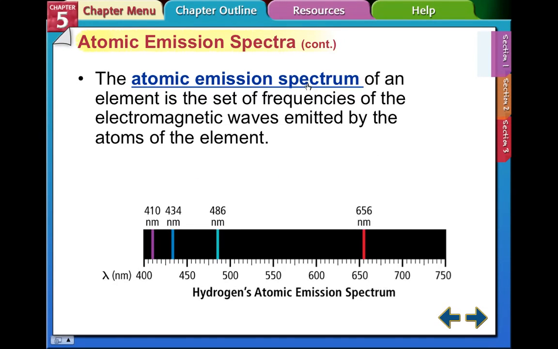Okay, the atomic emission spectrum of an element is the set of frequencies of the electromagnetic waves emitted by the atoms of that particular element. So this particularly is the atomic emission spectrum specifically for hydrogen. Now if we had helium up here, they would be in a different spot. If we had carbon up here, we would have different wavelengths listed. Each element has its own wavelengths.